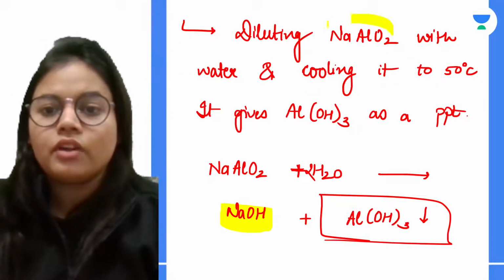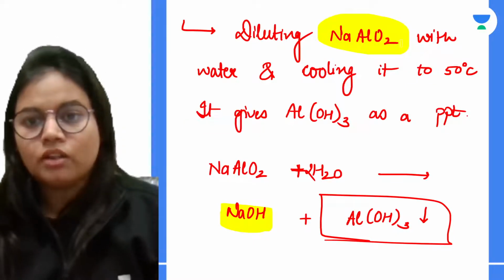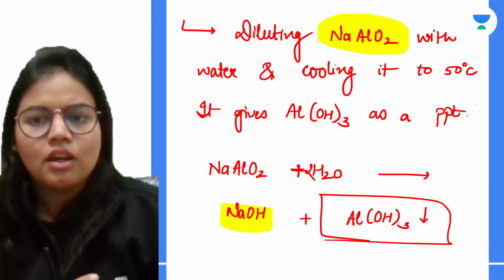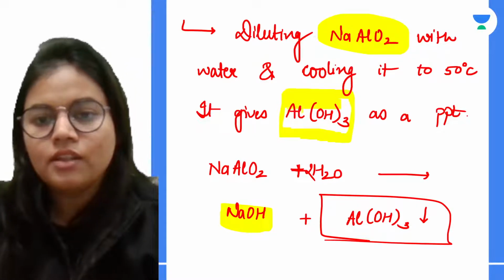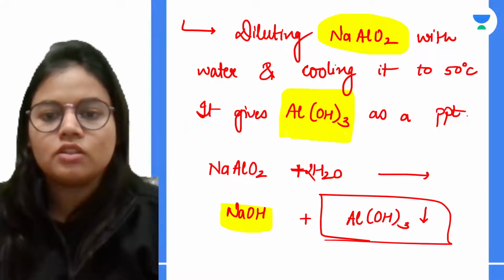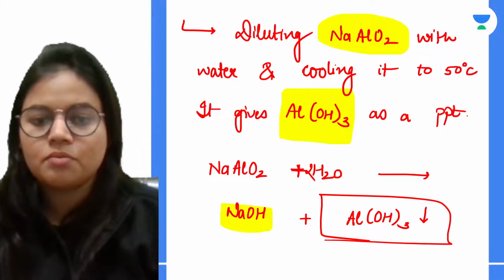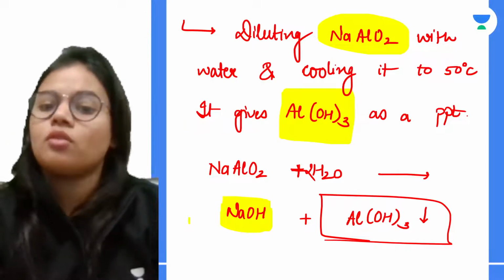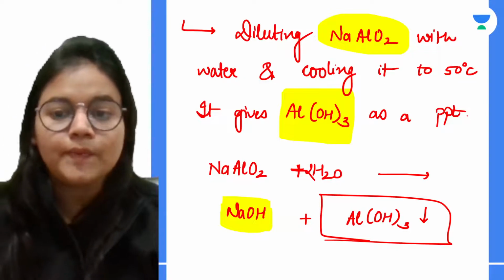We got sodium metaaluminate, right? Now what do we do with it? We dilute it with water and then we let it cool approximately to 50 degrees Celsius. Okay, what happens? It gives aluminium hydroxide as the precipitate. So this is shown in this particular step, as you can see. We get aluminium hydroxide as a precipitate, and sodium hydroxide is one of the side products that we get, which is of course not wasted, which is again used for the leaching processes.